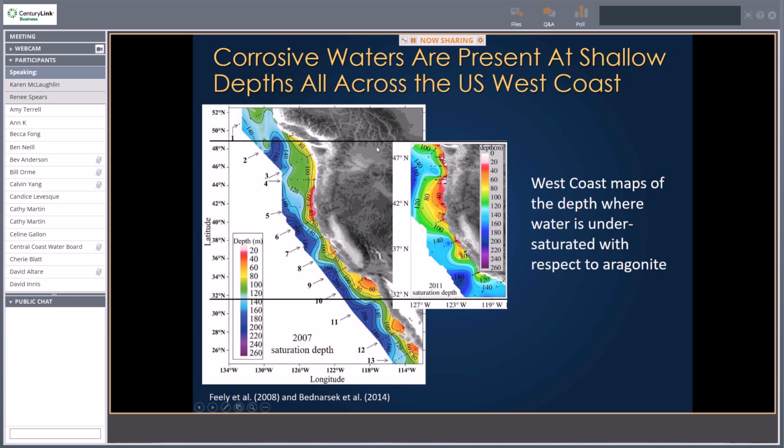And this is a problem because the pteropods that I showed you on the previous slide are pelagic species. They live in water column depths up to 100 meters. And they are a pretty critical organism forming the base of many marine food webs. And you can see that 100-meter threshold is the green, and you can see that that's all up and down the coast. So this is clearly a problem affecting all along our coastline.